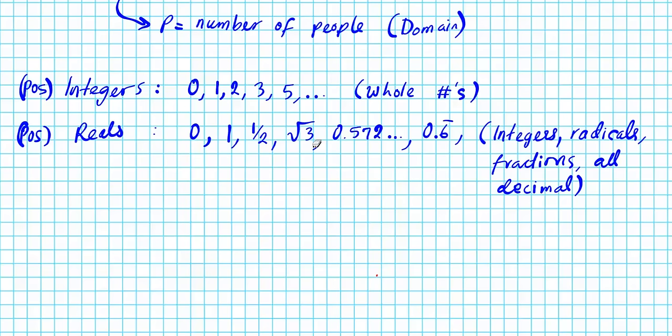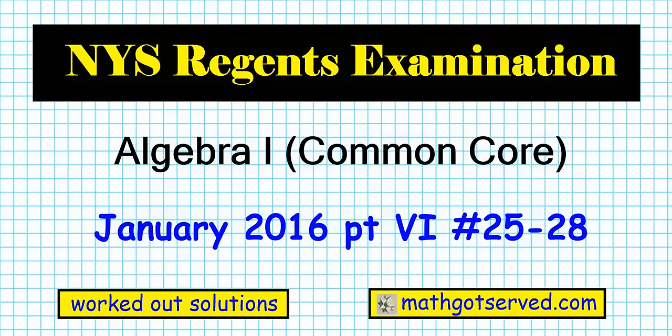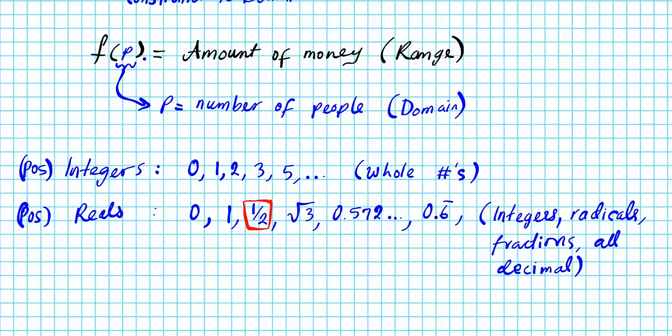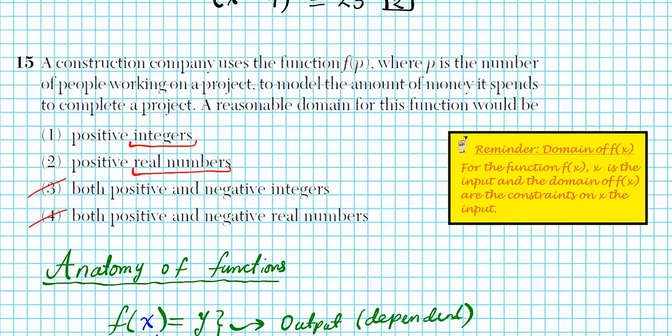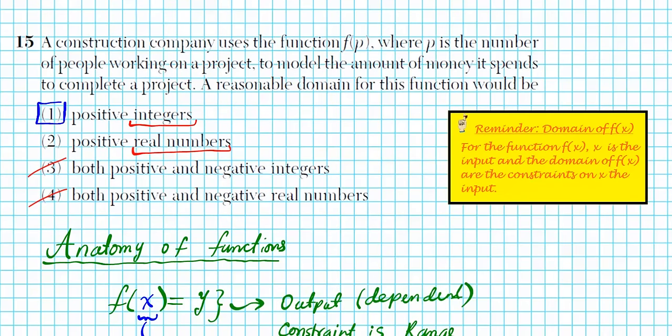So now let's take a look at these two sets of numbers. Which of these is reasonable for representing the number of people? Does it make sense to have half a person working on a project? Makes no sense, right? But integers are a reasonable domain or set of numbers for representing the number of people. Okay, so our answer, oh, sorry about that. So our answer is positive integers. Okay, positive integers is the correct answer. So option number 1 is the answer for number 15.